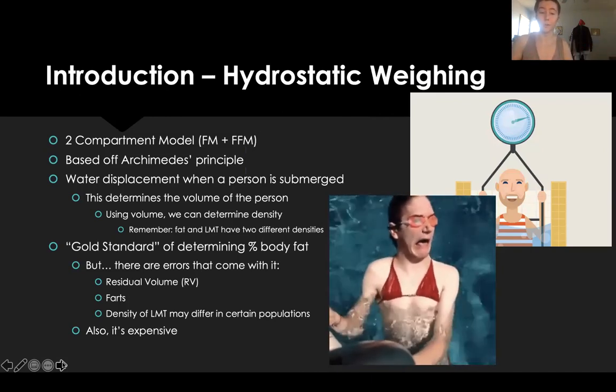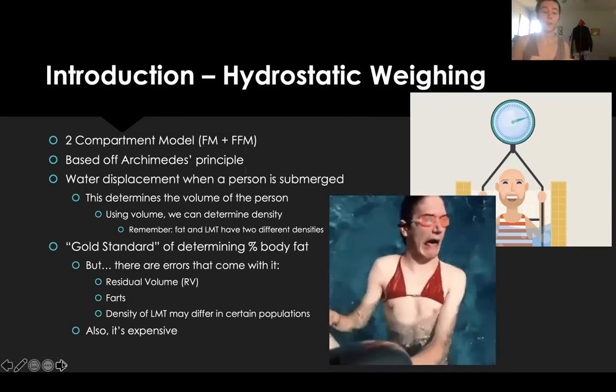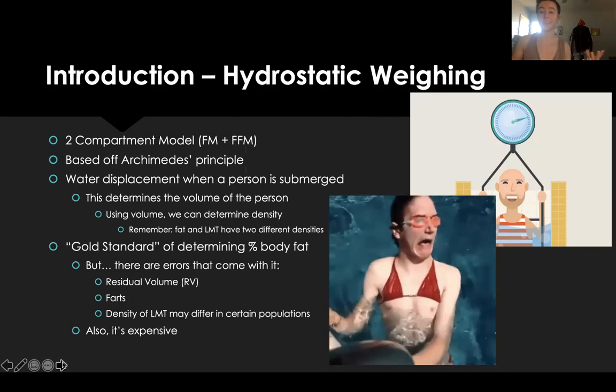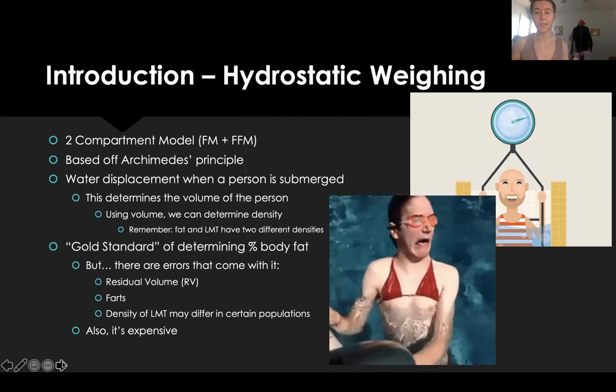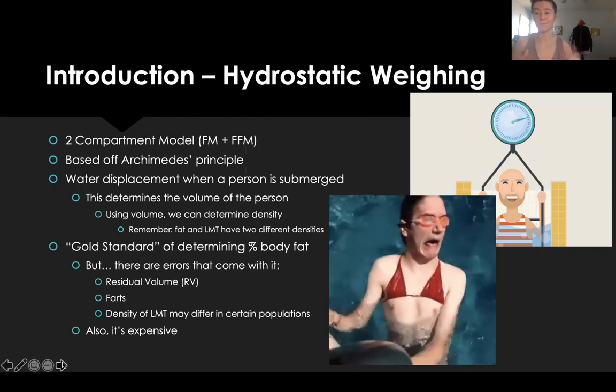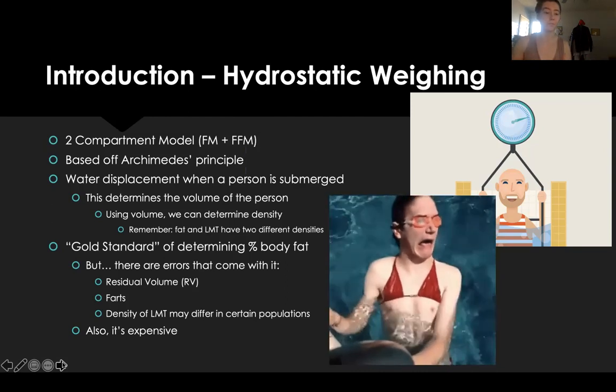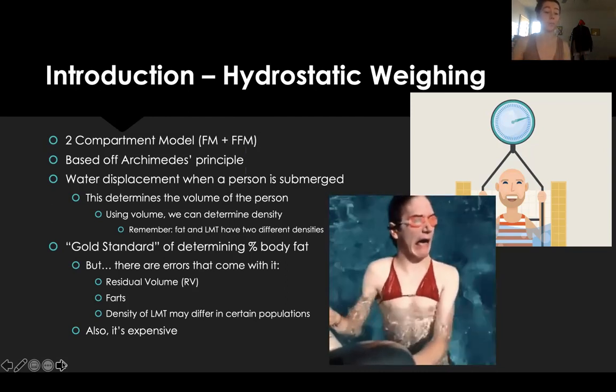This is also a 2-compartment model, fat mass. You're determining the difference between the fat mass and the fat-free mass. Based off of Archimedes' principle, it measures water displacement. So how much water, or how much room do you take up, basically, is what this measures, measuring volume.